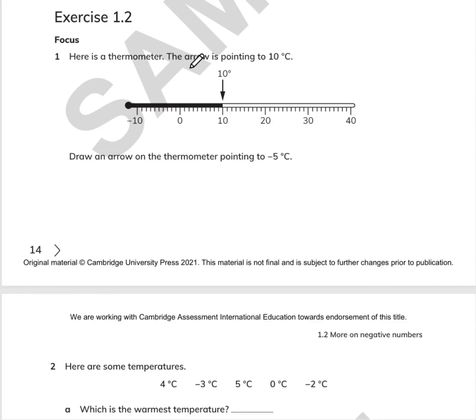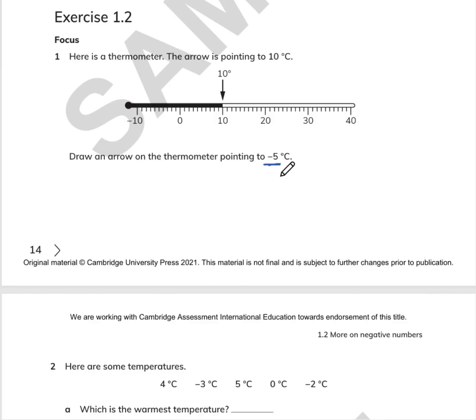Here is a thermometer. The arrow is pointing to 10 degrees centigrade. Draw an arrow on the thermometer pointing to minus 5 degrees centigrade. This is 10 degrees centigrade, and we have to draw an arrow on minus 5 degrees centigrade.